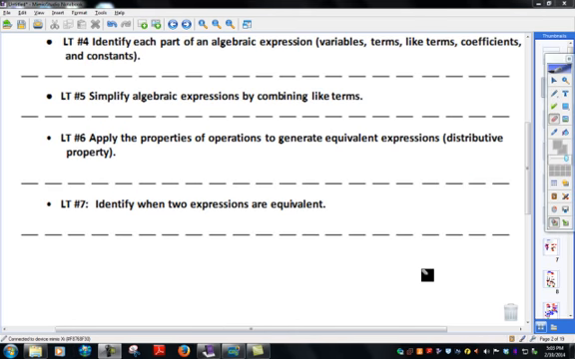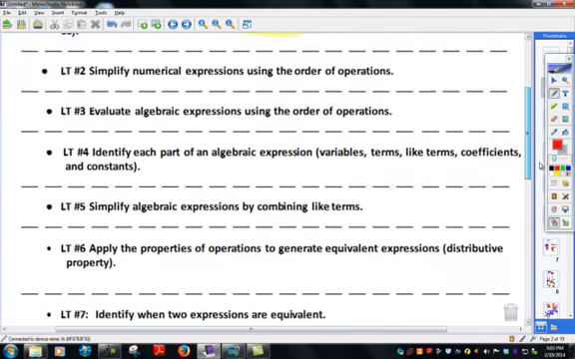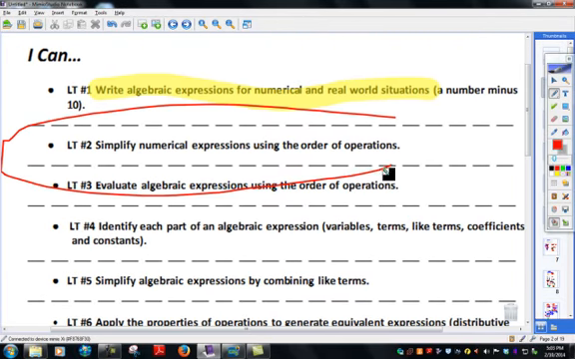Okay, final learning target of the chapter here. We've covered a lot of stuff in this chapter. We learned how to write algebraic expressions for real-world situations. Maybe the product of 5 and p would be 5p. You learned how to use order of operations with numerical expressions. You already knew that. You learned how to evaluate. Those were all review. I'd say these two were review, a lot of review. This one, it's maybe a little bit of review.